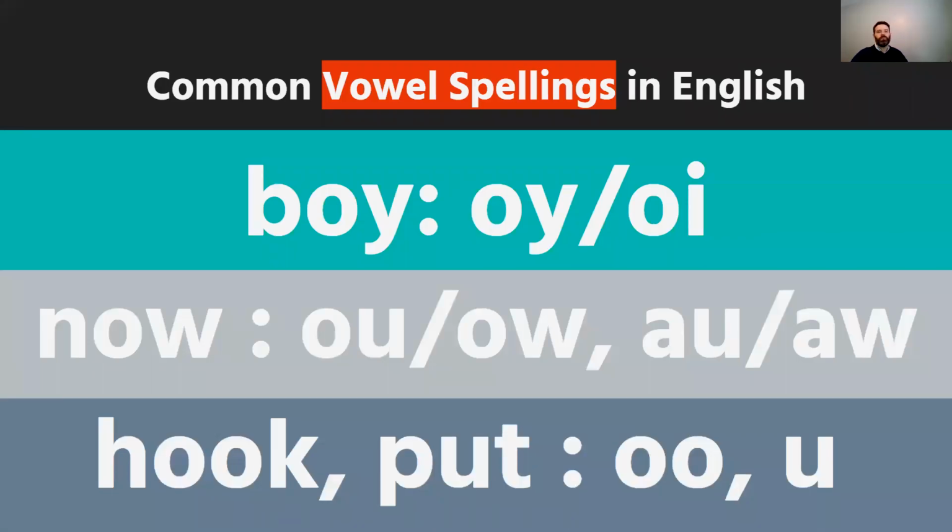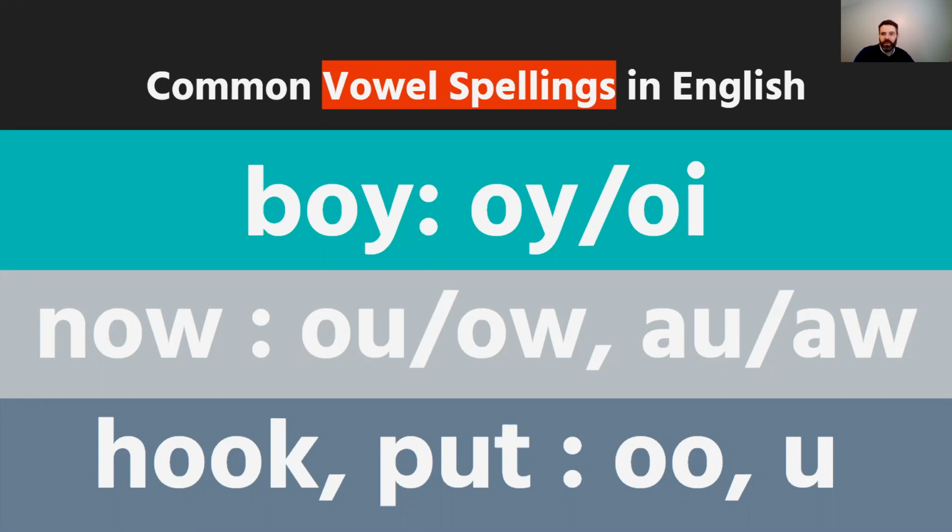Let's talk about some of the ways that some of these extra vowel sounds are represented in our spelling system. The oi sound, as in boy, can be represented by the oy or the oi. It tends to use the oy at the end of the word, like enjoy, but uses the oi at the beginning of a word, like the word ointment.